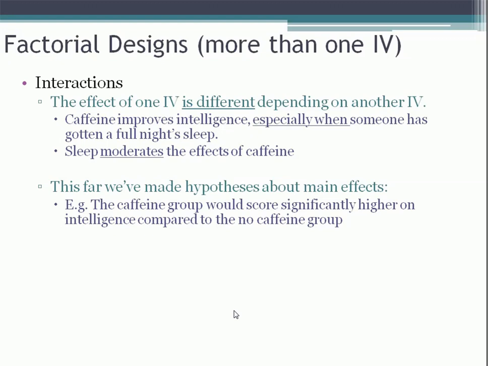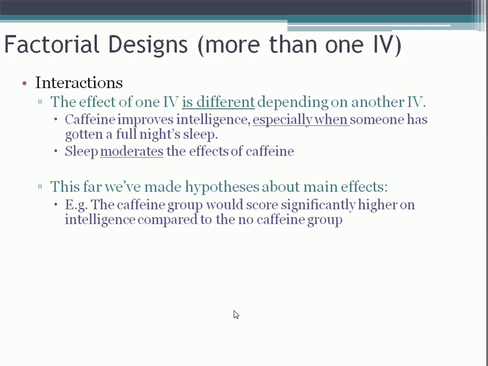So we might say that caffeine improves intelligence, especially when someone has gotten a full night's sleep. Or: caffeine improves intelligence only if someone has gotten a full night's sleep. When we use that kind of language, we're making an interaction prediction, and we're talking about sleep as a moderator of the effects of caffeine. So there are some variables that act as moderators in relationships. The effect of X on Y gets turned up or turned down by Z, by some moderator.